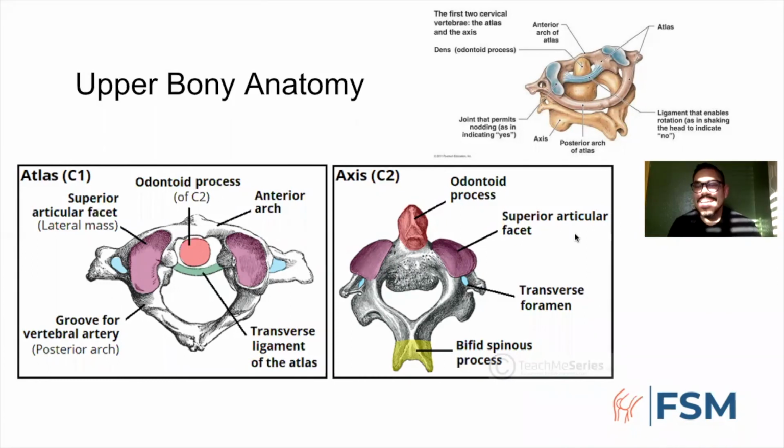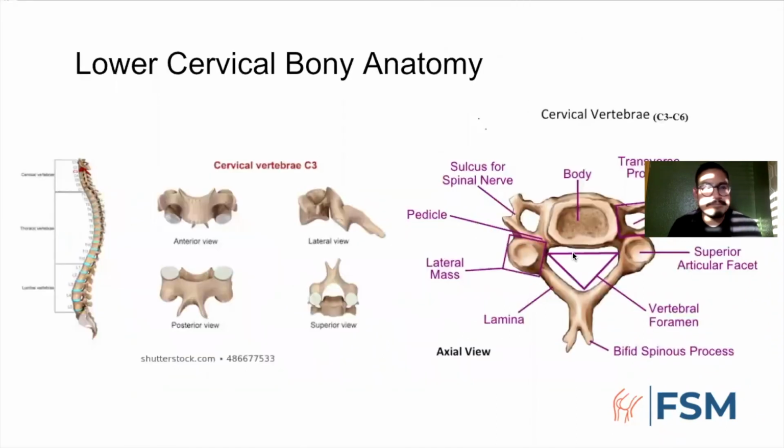No, it's good. Just to mention here that C1 is in charge of extension and flexion. C1 on C2 is in charge of rotation. Okay, good. Well, I just want to point out here, this is the uncinate process, and that makes an articulation with the vertebral body above, and it's only so from C3 to C6.